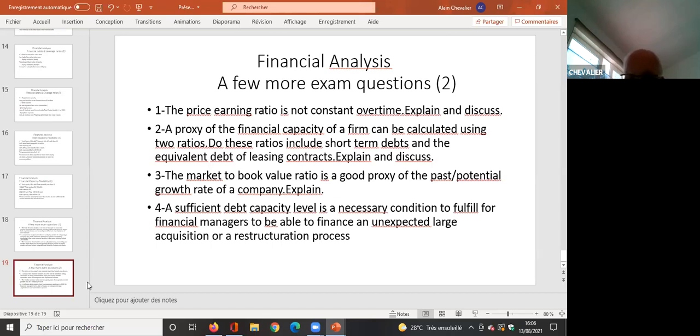And the market to book value ratio can be positive, the market to book ratio can be negative, depending on the economic sector, and also the perspective you have on the economy. Okay.